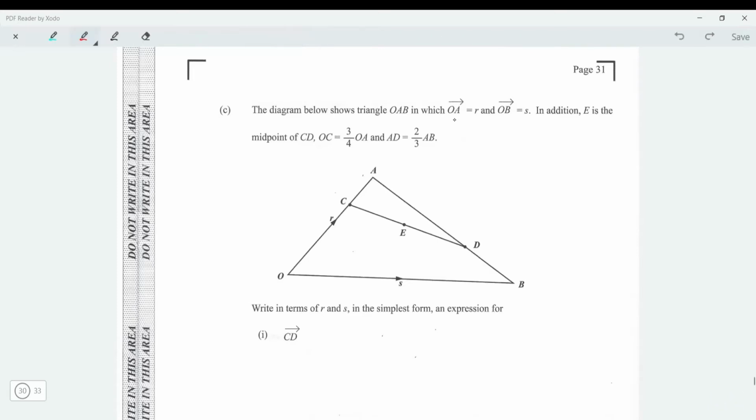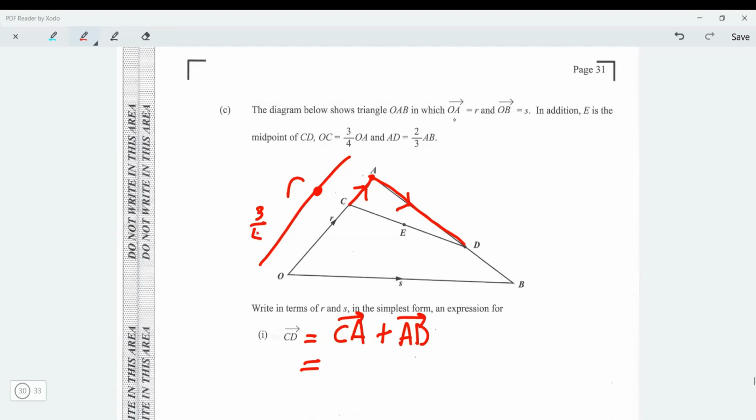Now to go from vector C to D, we can go from C to A, then we can go from A to D. Now what's vector CA? Going from vector C to A, remember OA, all of this is R. Now at this point right here, which is C, they say OC is 3/4 of OA. So that means that down here is going to be 3/4 R.